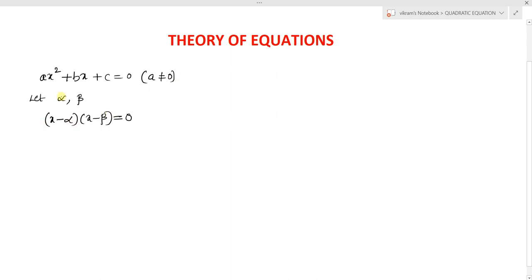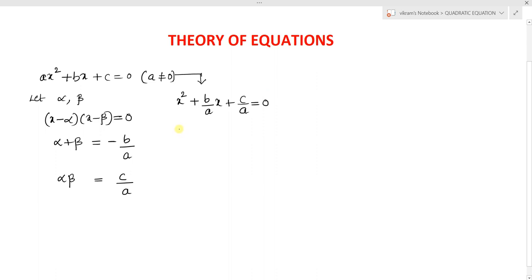Now from this we have the sum of the roots, alpha plus beta, as minus the x coefficient by the x square coefficient, and the product of the roots, alpha beta, as the constant term by the x square coefficient. If we take a as common, we can write this quadratic equation as x square plus b by a times x plus c by a equals 0.